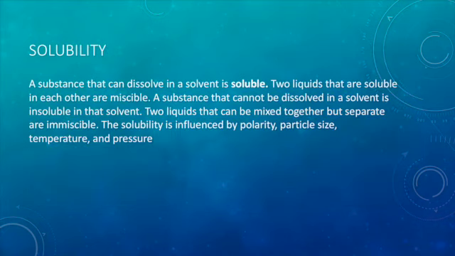A substance that can dissolve in a solvent is soluble. Two liquids that are soluble in each other are called miscible. A substance that cannot dissolve in a solvent is insoluble in that solvent. Two liquids that can be mixed together but separated are immiscible. That would be like oil and water. The solubility is influenced by polarity, particle size, temperature, and pressure.